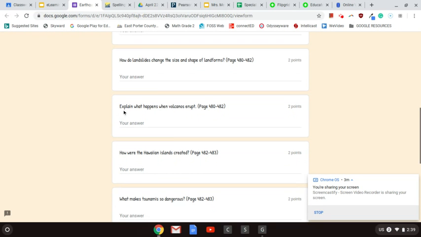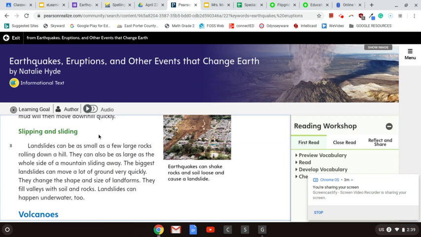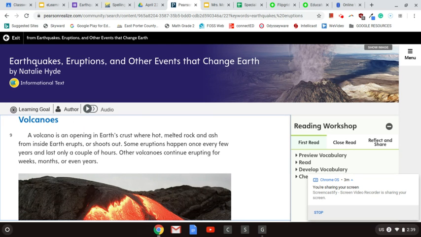Next question says, explain what happens when volcanoes erupt. Still on page 480 to 482. Here's my section about volcanoes. I think this very first sentence is going to give us our answer. A volcano is an opening in Earth's crust where hot melted rock and ash from inside Earth erupts. So, when a volcano erupts, hot melted rock and ash from inside the Earth shoots out. That would be what happens.